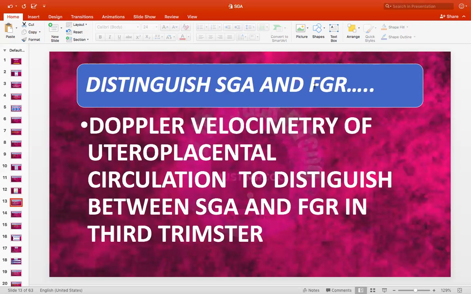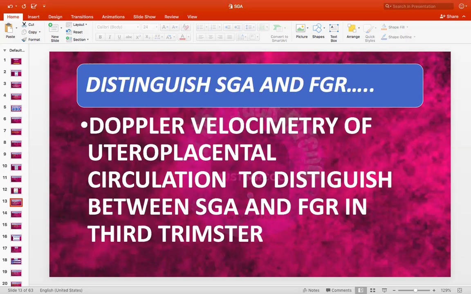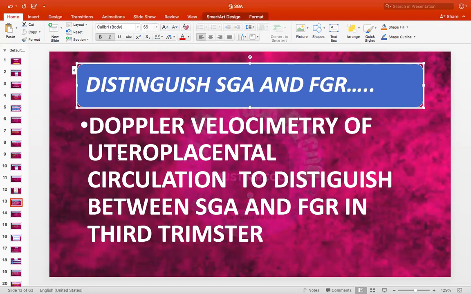How to distinguish between SGA and FGR? Definitely by the Doppler velocimetry of the uteroplacental circulation. This is what we have just read: in SGA there is normal Doppler and normal growth velocity. So what is the difference? The difference is the velocimetry of the uteroplacental circulation. Definitely in SGA this is going to be normal, but in FGR the velocimetry of the uteroplacental circulation is going to be abnormal.